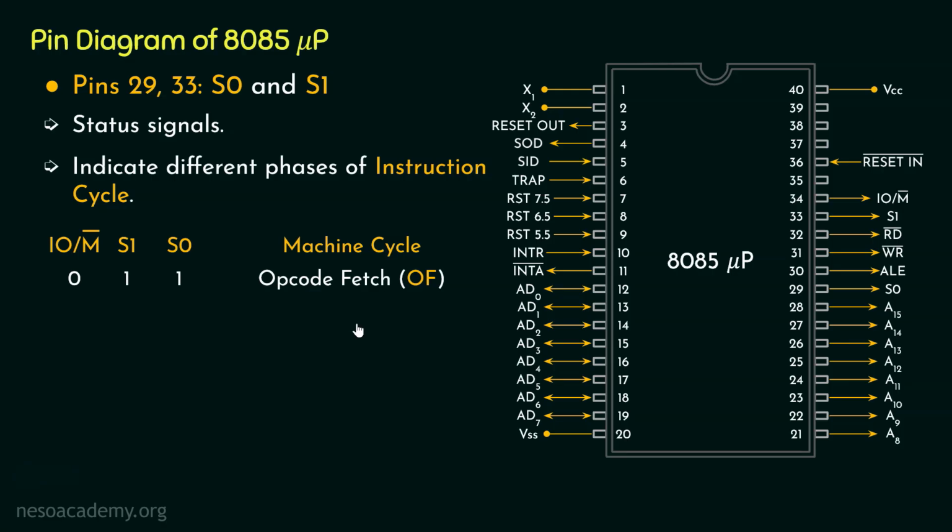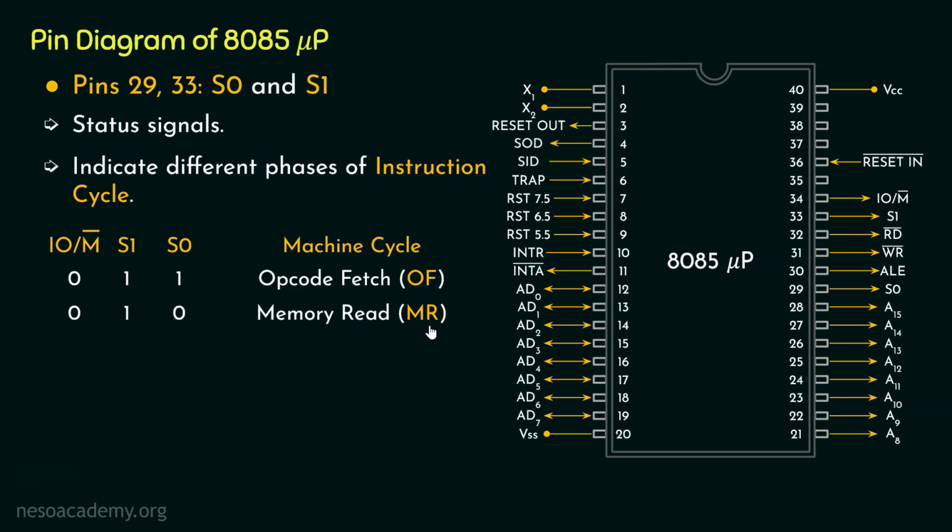Although we will be learning about the different machine cycles of the instruction cycle in a different lecture, let me briefly introduce them to you right now. Opcode fetch means fetching the instruction which is inside the memory, and that's the opcode or the operation code. And this is the reason why IO/M bar is 0, because the opcode or the instruction is going to reside inside the memory only.